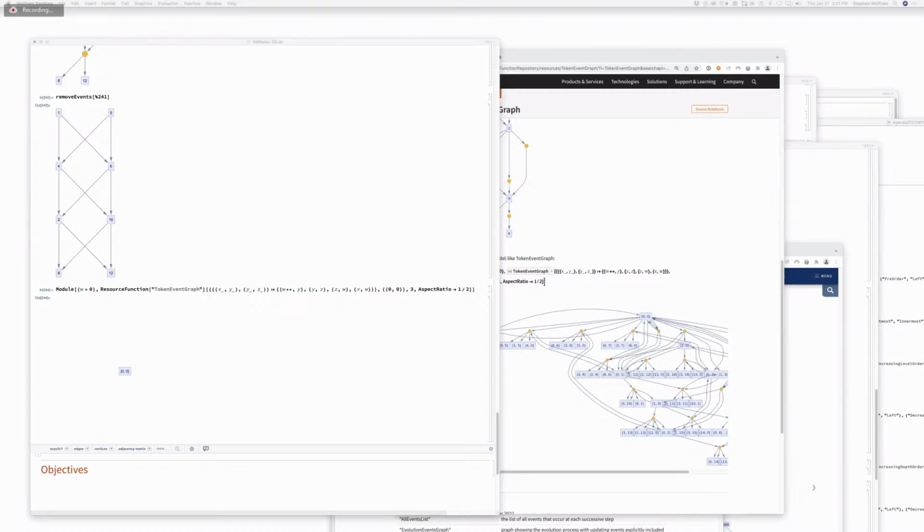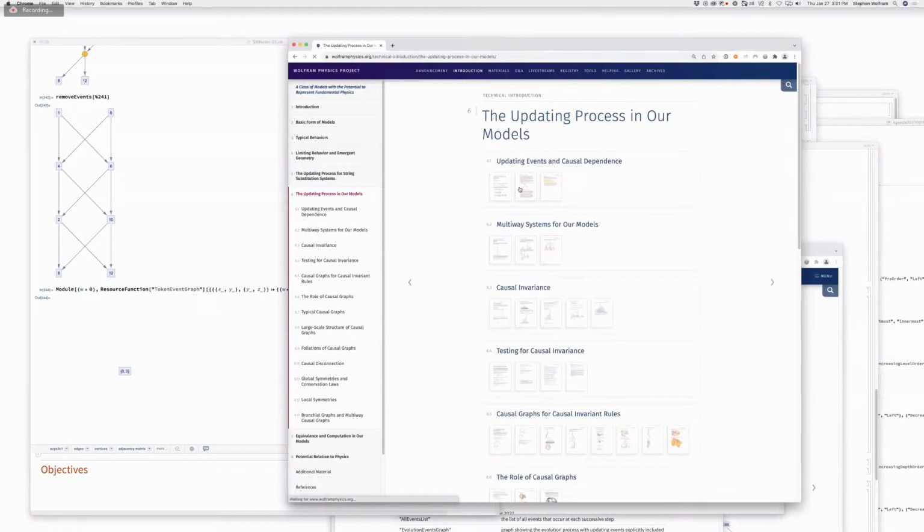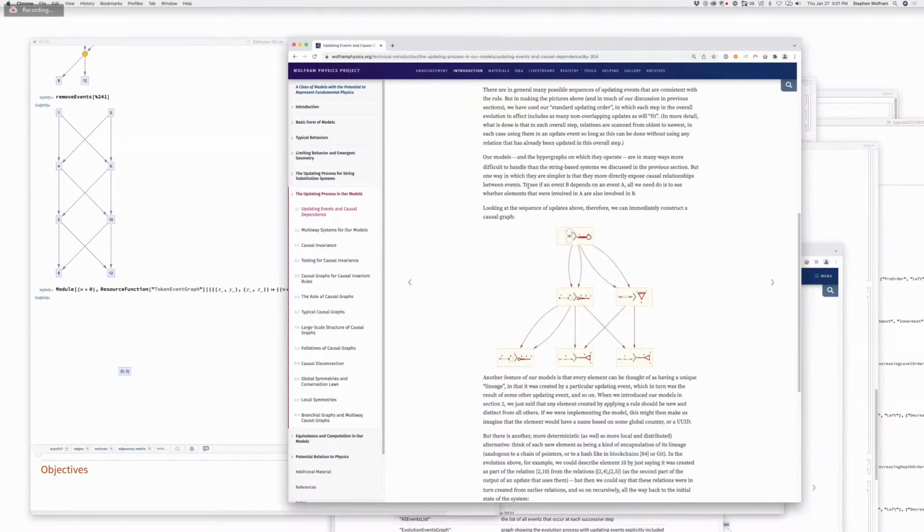And let me see if I can find a good example here. Let's see. Oh gosh, these are incomprehensible.